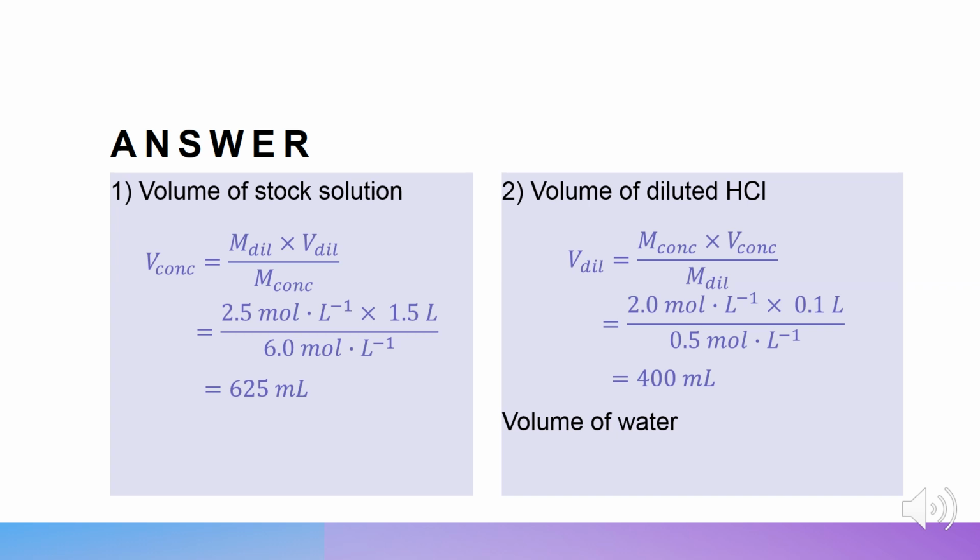Since 100 ml of stock solution is used for the dilution, 400 ml of the dilute solution minus 100 ml of stock solution will give the volume of water, which is 300 ml.